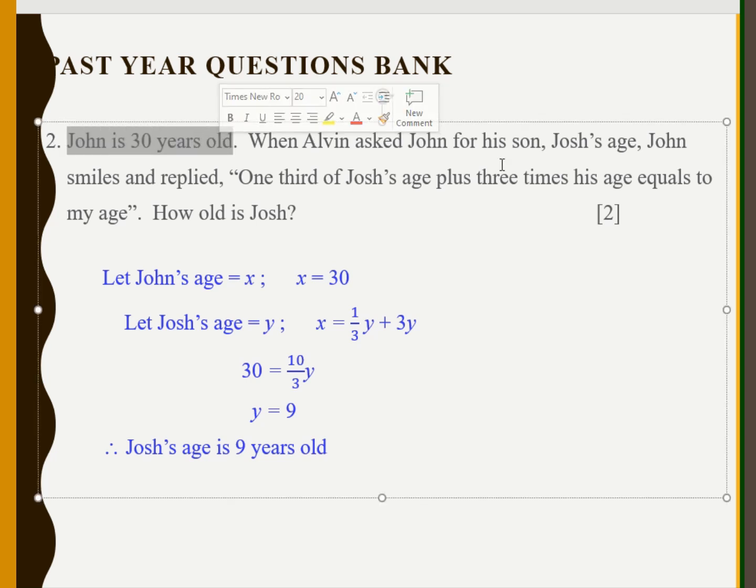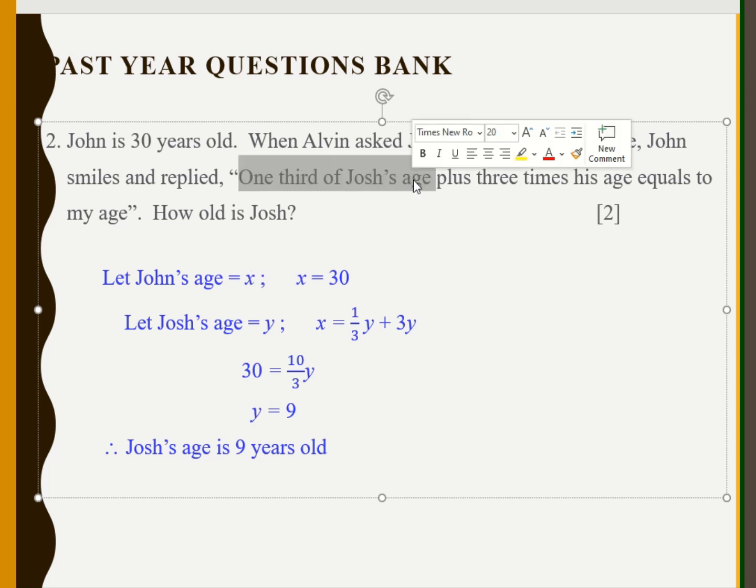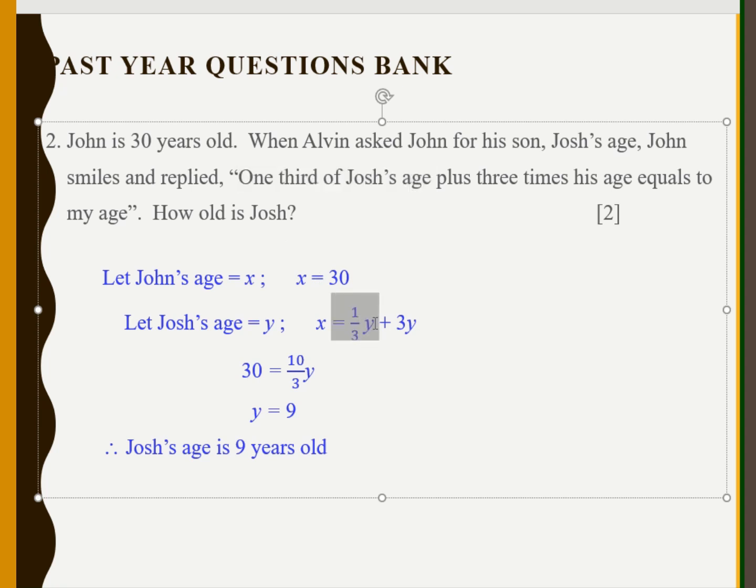All right. John is 30 years old. When Alvin asked John for his son's age, Josh's age, John replied, 1/3 of Josh's age plus 3 times his age equals to my age. So basically it's 1/3 y plus 3y is equal to my age, which is basically 30.